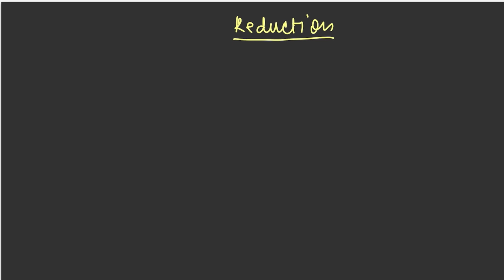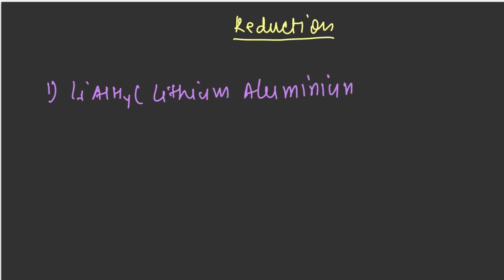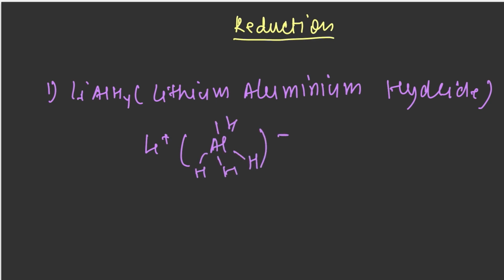Now reduction takes place first with LiAlH4, that is known as lithium aluminium hydride. Li plus, Al, hydrogen, hydrogen, hydrogen, and hydrogen minus. This is the structure of LiAlH4, also named lithium tetrahydroaluminate 3.